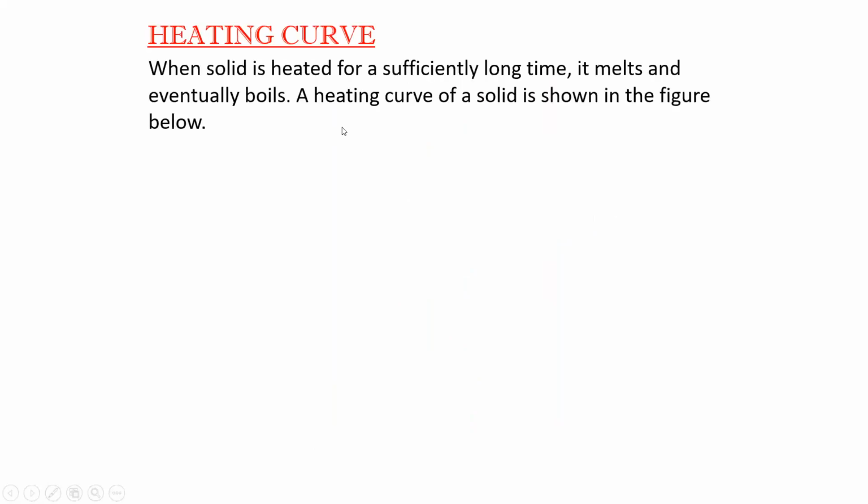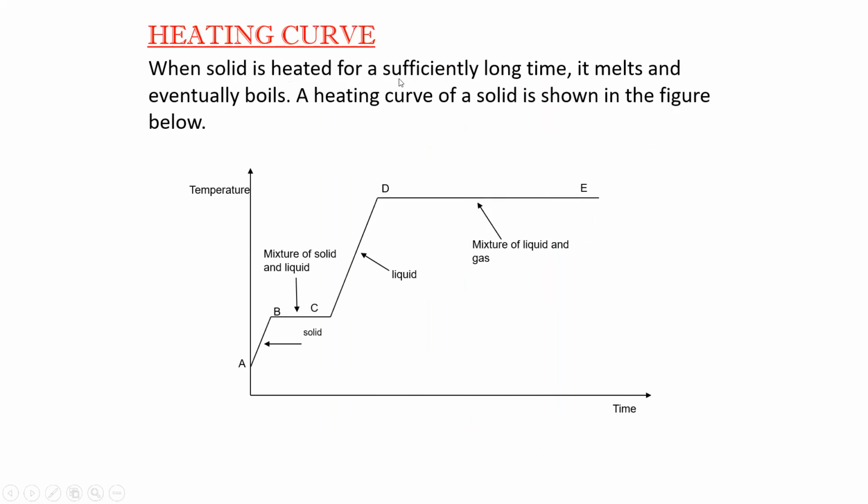The heating curve, for example: when a solid is heated for a longer period of time, the solid first melts, then it will boil. This refers to a heating curve. For example, we have a substance originally in a solid state. So we supply energy, and the solid temperature is increasing. But once the solid starts to melt, there will be no change in temperature. The temperature at which a solid is converting into a liquid, we call that a melting point.